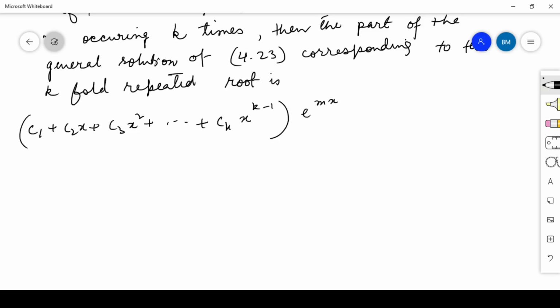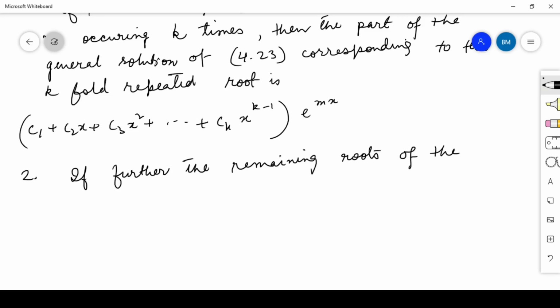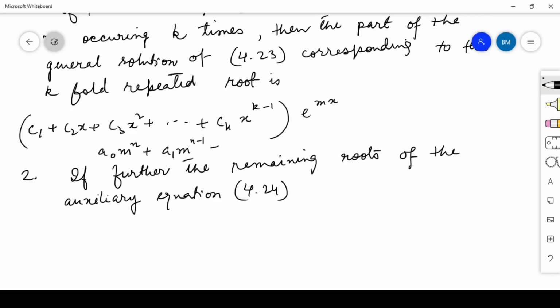Okay. Number 2, if further the remaining roots of the auxiliary equation (4.24), okay, I did not write the auxiliary equation. Auxiliary equation was a naught m to the power n plus a1 m to the power n minus 1 up to plus an equal to 0. This is the auxiliary equation 4.24. Okay. So this is the auxiliary equation.